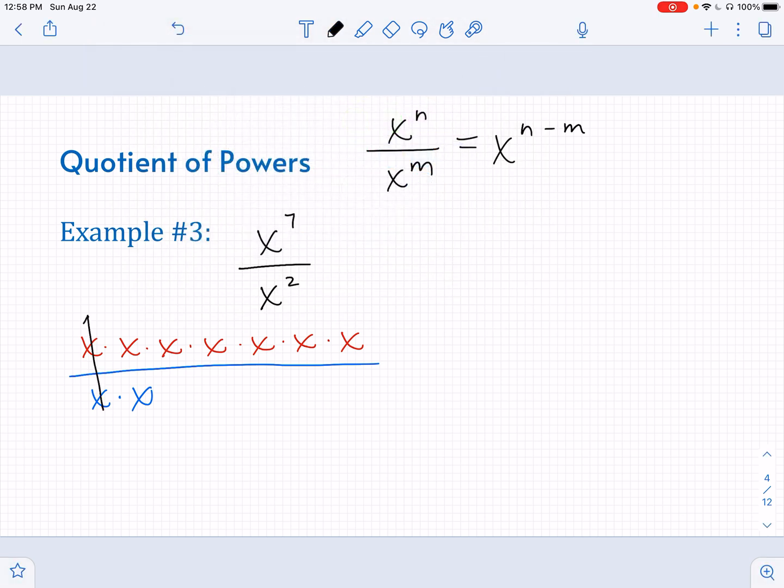X over x divides to 1. X over x divides to 1. So what we're really left with is 1 times 1 times x times x times x times x times x. X to the 5th. This is a good way to prove why, if you have the same base and you're dividing, that you can simply subtract the exponents.